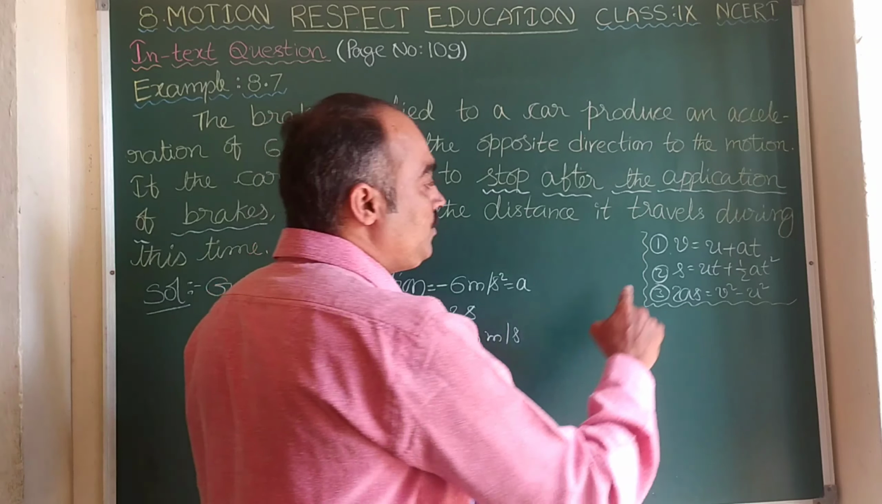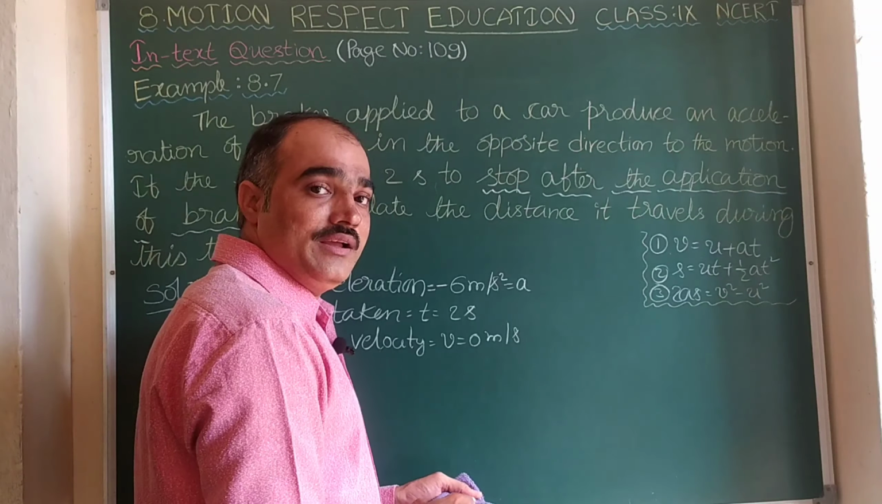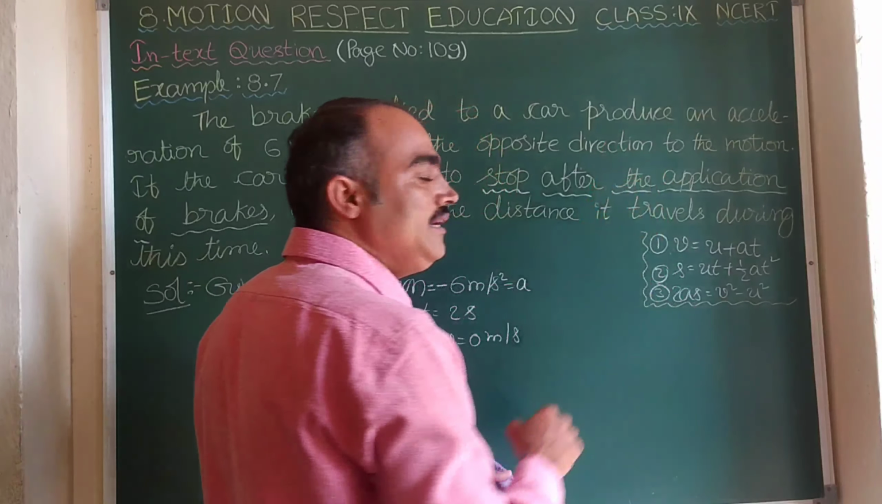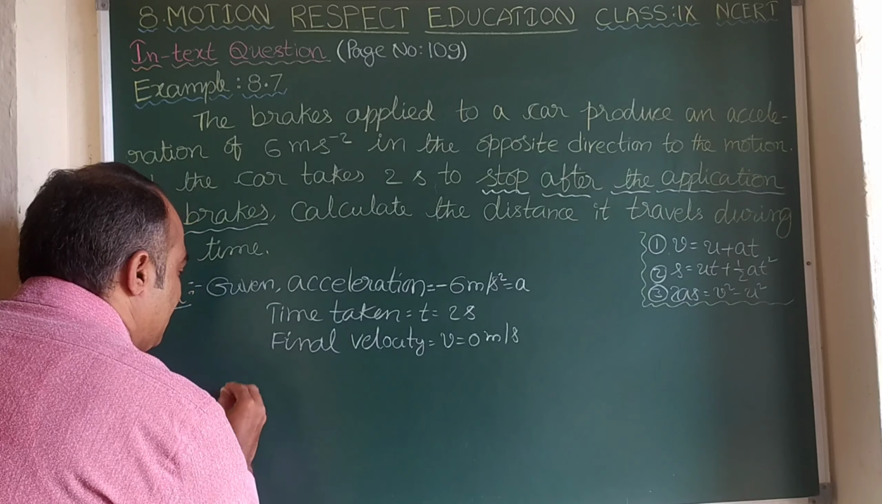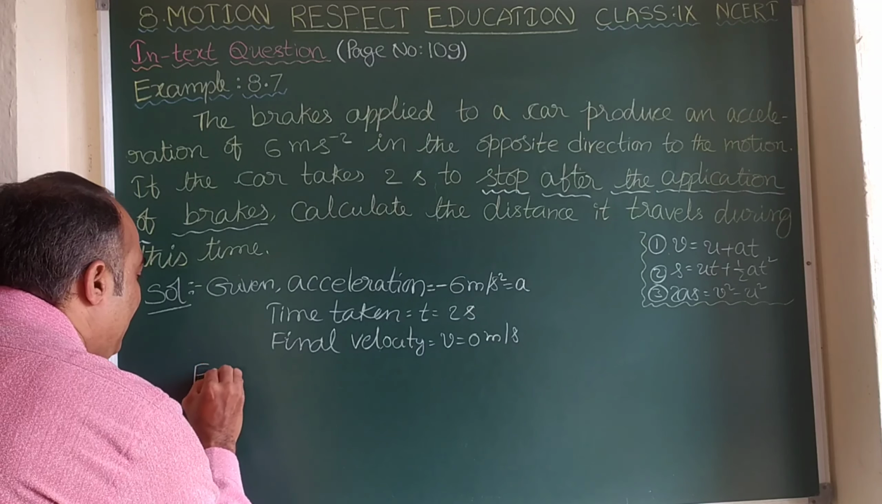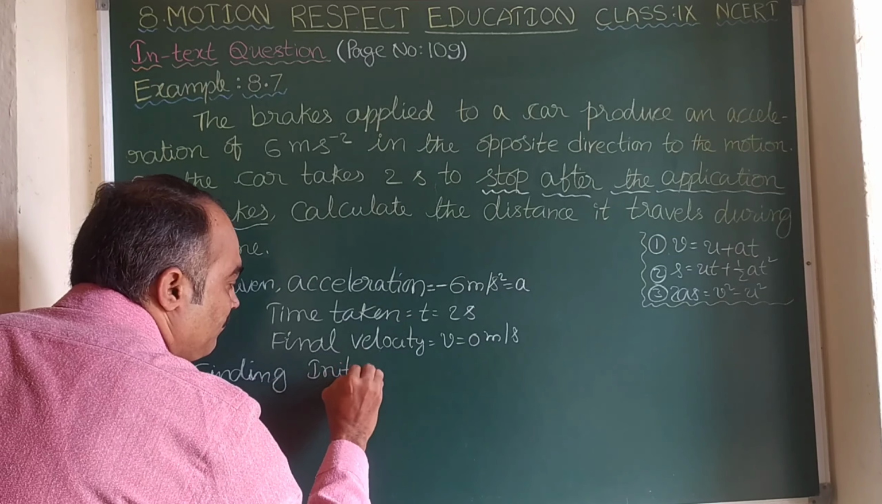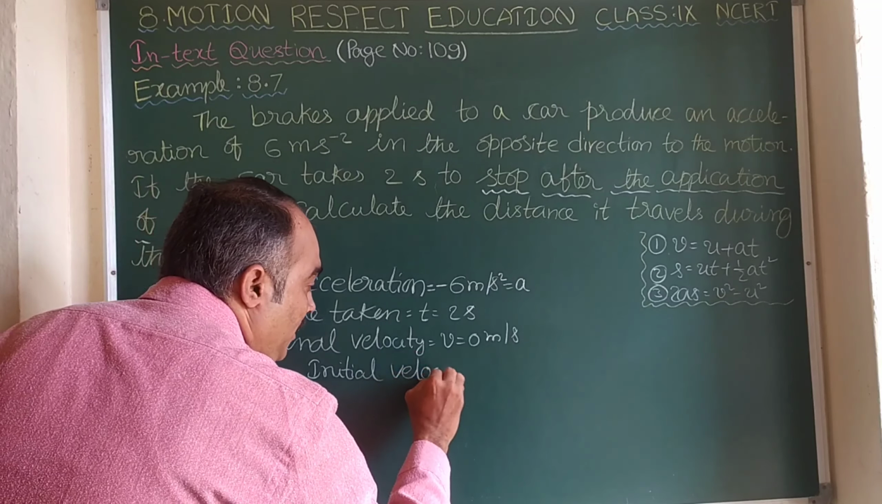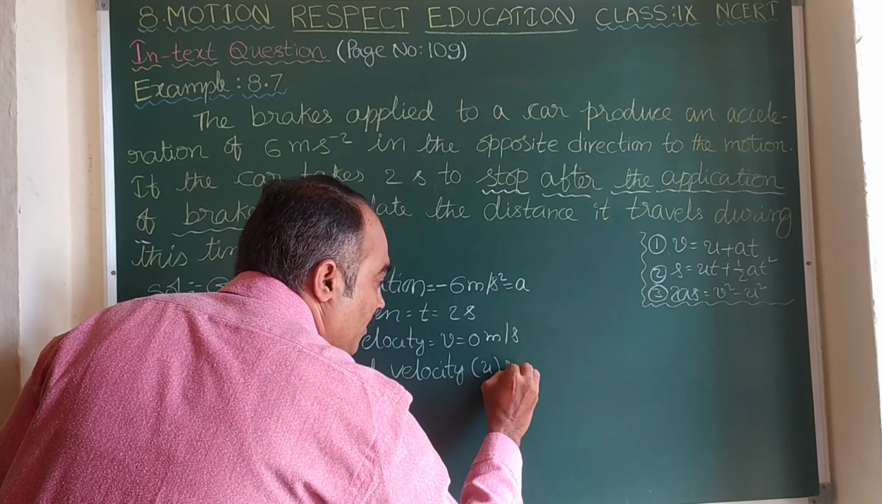Clear? Suppose we use the first equation, v equals u plus at, using which we can find the initial velocity u. So here let us find the initial velocity. Keep the subheading as finding initial velocity. Why find it? Because without the initial velocity, without the value of u, we cannot find the distance traveled.